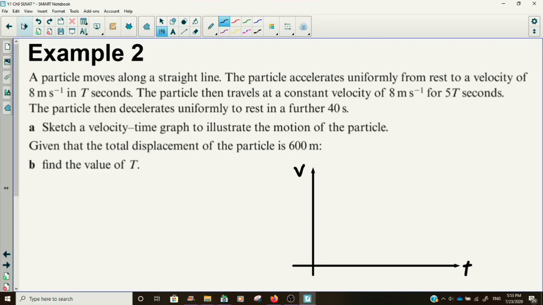In example 2, we have another particle moving in a straight line, and the particle accelerates uniformly from rest to a velocity of 8 meters per second in t seconds. So we need to sketch this. The particle then travels at a constant velocity of 8 meters per second for 5t seconds. So t is some constant we need to find, and then decelerates uniformly to rest in a further 40 seconds. Right, let's just sketch what's going on in this question.